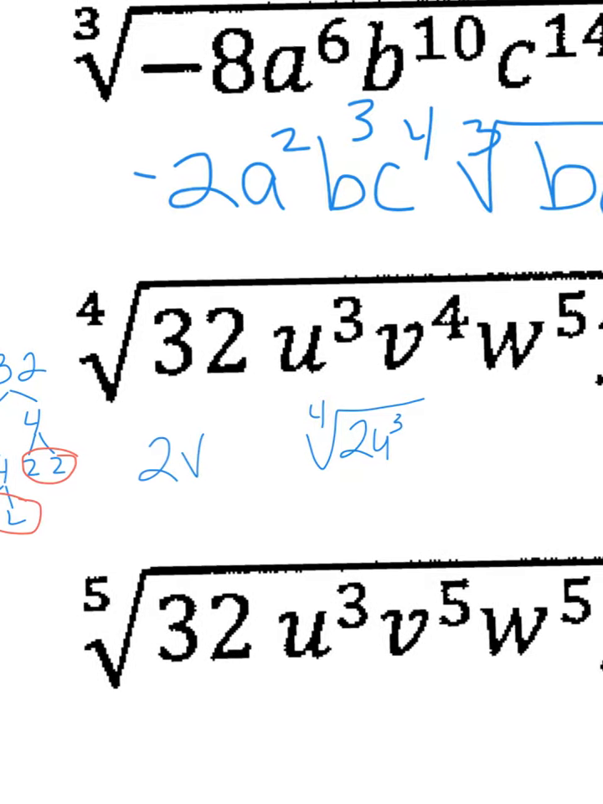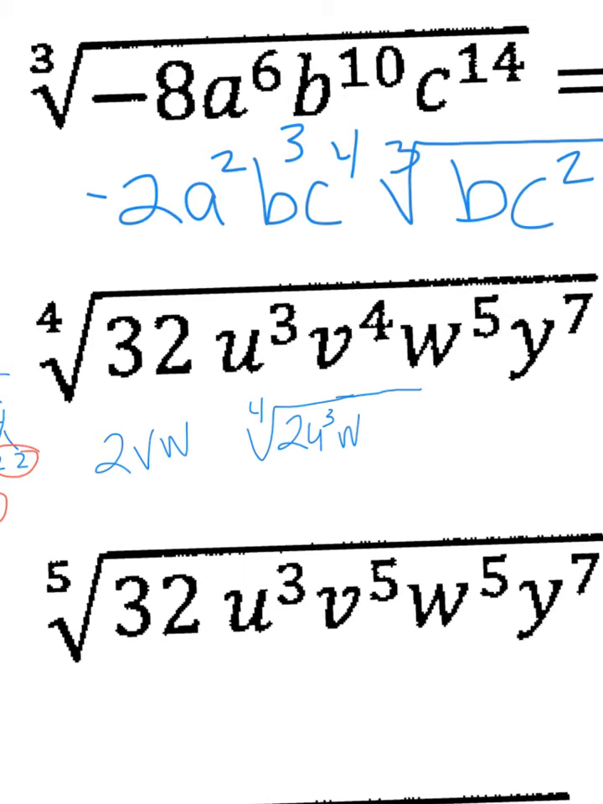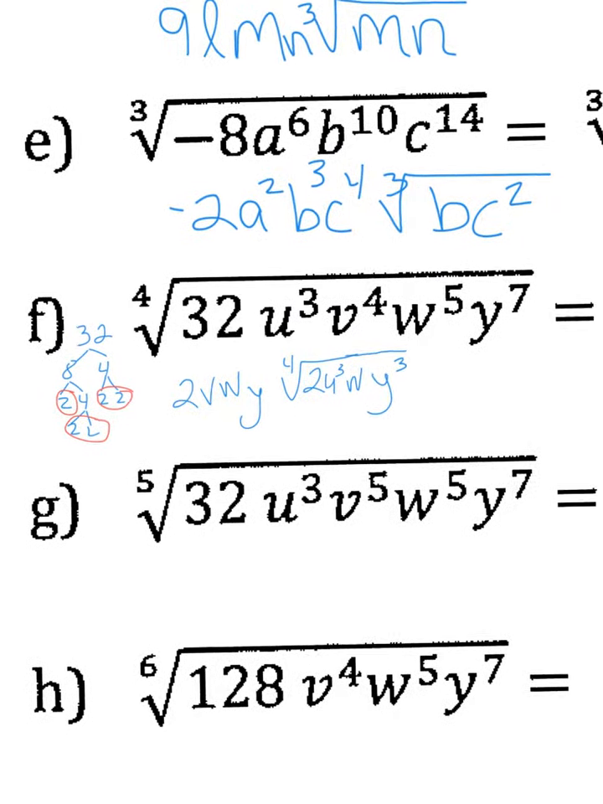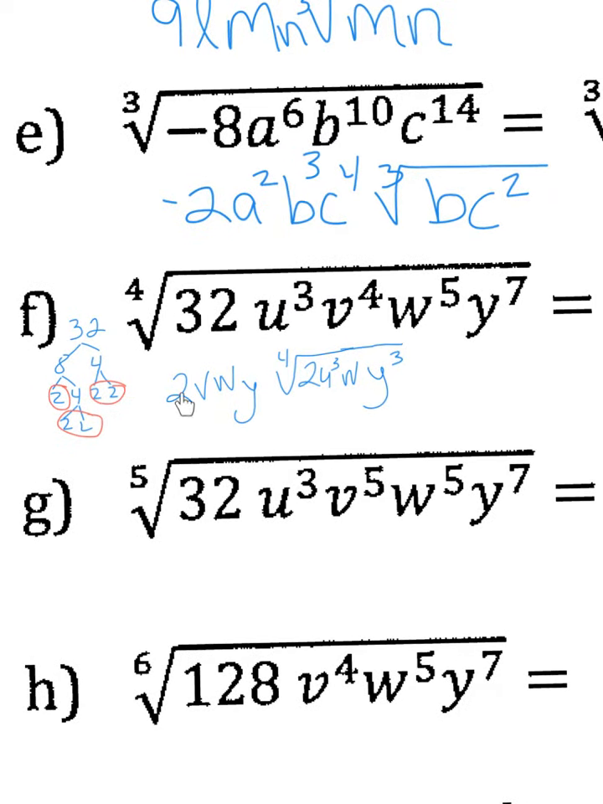You just scroll over a little bit here. How many groups of 4 can we make out of w to the 5th? We can make one group with 1 left over. How many groups of 4 can we make out of y to the 7? We can make one group, but there will be 3 left over. So we have 2vwy times the 4th root of 2u cubed wy cubed.